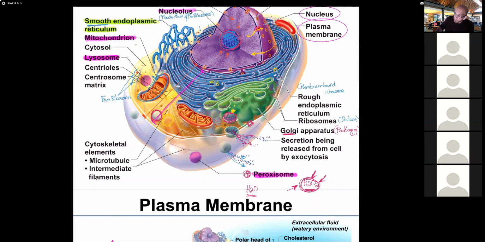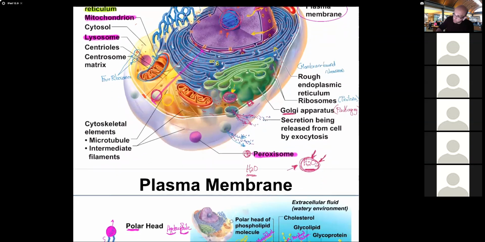We also have a skeleton formed by different types of protein fibers, like the microtubules and the intermediate filaments, which also play an important role in the transport and movement of the different organelles within the cells.